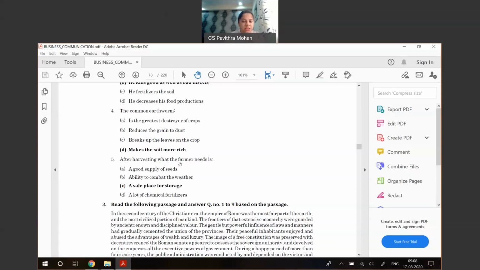Then after harvesting, what the farmer needs is a good supply of seeds. No. Ability to combat the weather. No. A safe place for storage. Yes, that's being spoken about in the passage. A lot of chemical fertilizers. No. Chemical fertilizers are required at the time of growing the crop, not after harvesting. So chemical fertilizers are required before, but here they are asking what is required after harvesting. After harvesting, he requires a good place to save that.